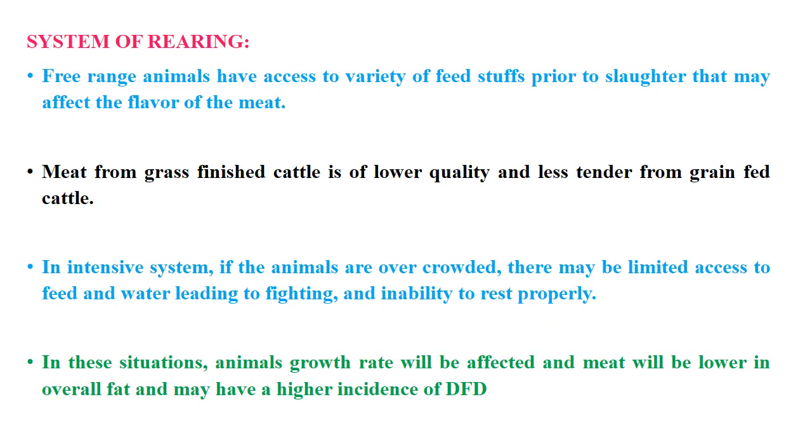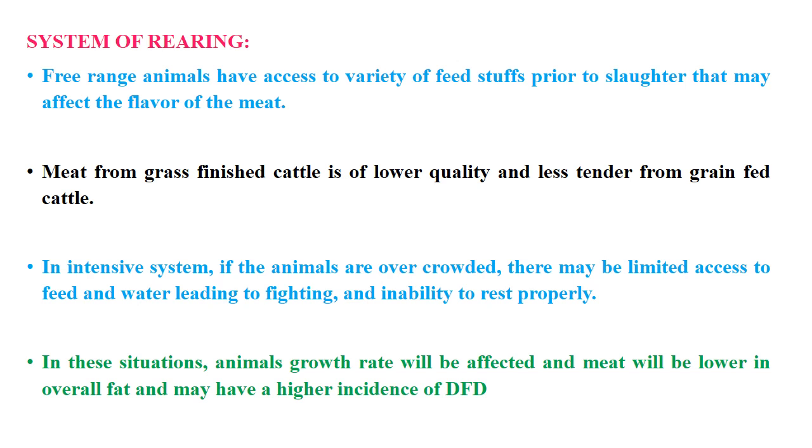Here we will see how the system of rearing affects meat quality. Firstly, free range animals have access to a variety of feedstuffs prior to slaughter that may affect the flavor of meat. Different feedstuffs have their own odor and smell that will accumulate in the muscle or fat and affect the flavor. Meat from grass-finished cattle is of lower quality and less tender than grain-fed cattle. Nowadays grass-finished is becoming popular, but some quality aspects, like tenderness, will be less than in grain-fed cattle.